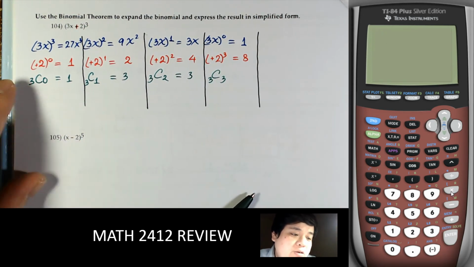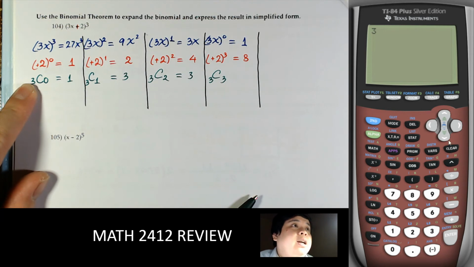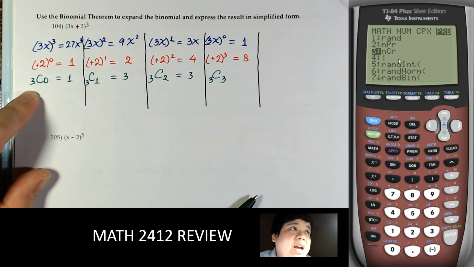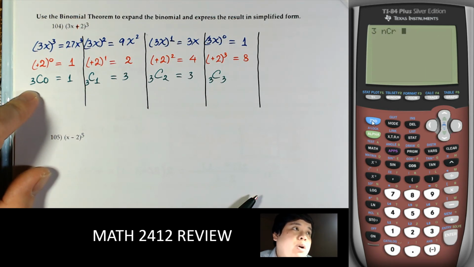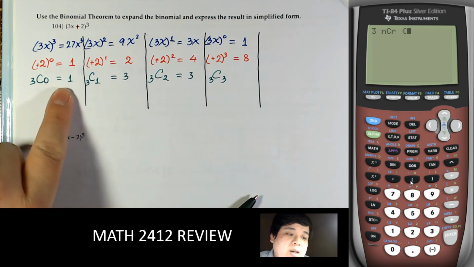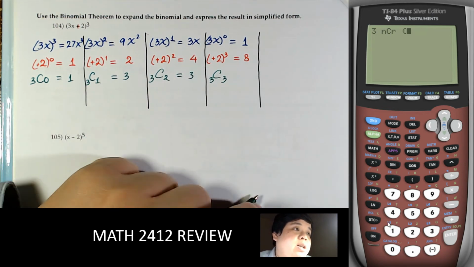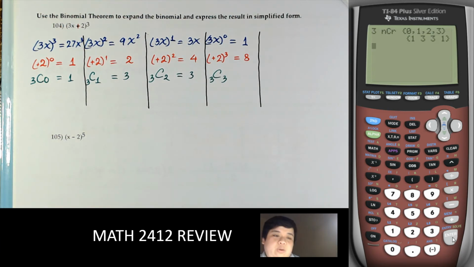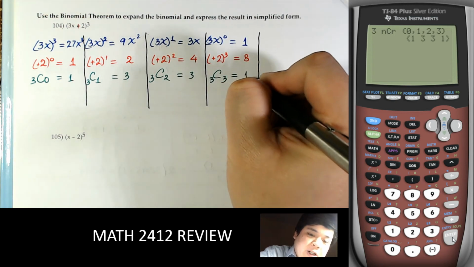If you don't want to go up and down a few times, just do this. First we hit 3, right? And then math, probability, option number 3, nCr, and then open parentheses, curly bracket, 0, 1, 2, 3, close the curly bracket, close it. And we have 1, 3, 3, and 1.